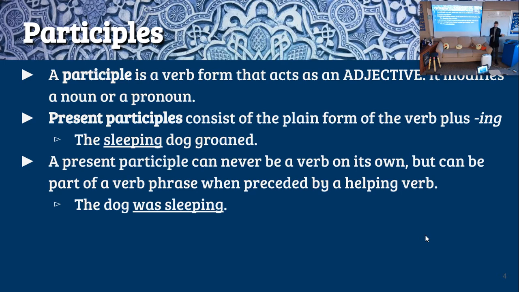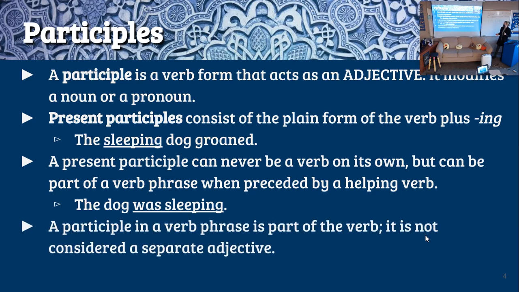Is that kind of making sense? Just look at how it's functioning. That's the most basic piece of advice I can give you. Okay, so a participle in a verb phrase is part of the verb. It's not considered a separate adjective. I kind of already said that, but just remember it.